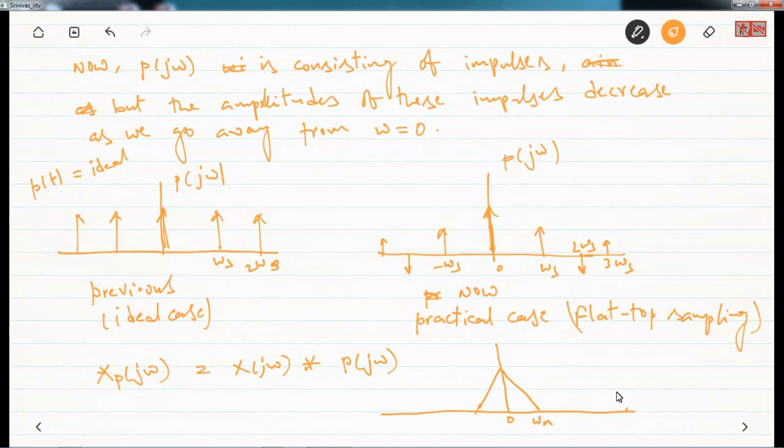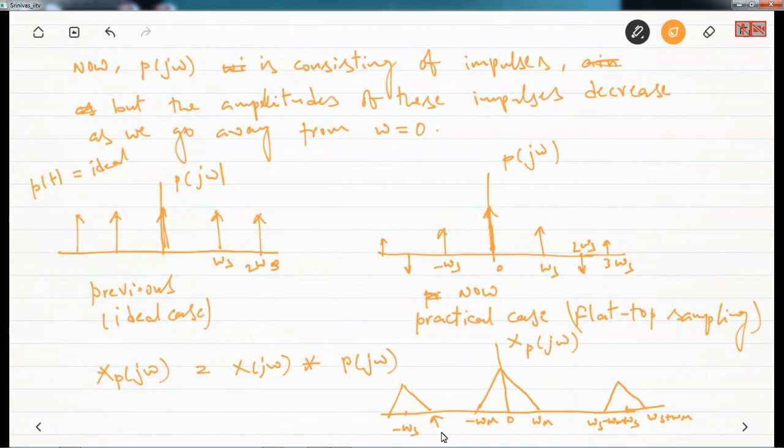Then your second sample will be less in amplitude. So this is your omega s. This is your omega s minus omega m. This is your omega s plus omega m. Similarly, this is minus omega s. So this is your xp of j omega.